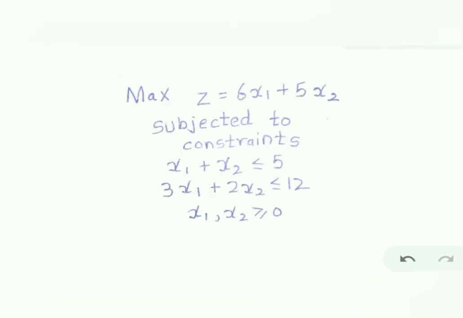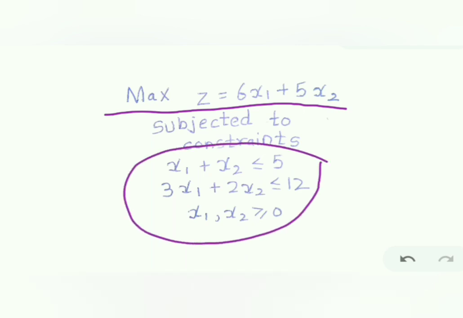So let us start with the actual simplex method, the tabular format. See, this is: maximize z equal to 6x1 plus 5x2. This is nothing but the objective function. But then it is subject to these constraints: x1 plus x2 less than or equal to 5, 3x1 plus 2x2 less than or equal to 5, and x1 and x2 greater than or equal to 0.